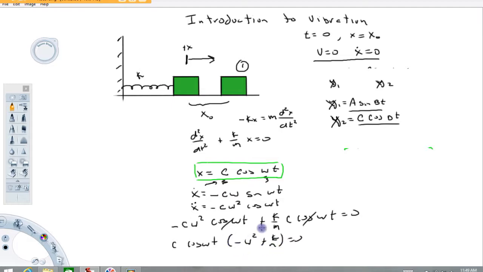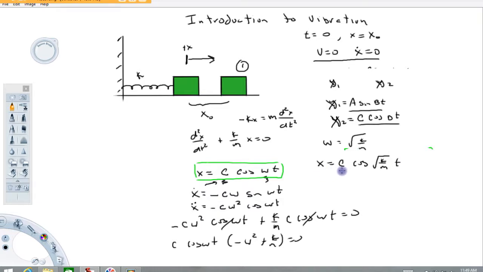So from this guy right here, we can say, all right, the omega, the angular frequency, has to equal root k over m. And I can kind of update my solution here. So x is equal to some constant c times cosine of root k over m times t.